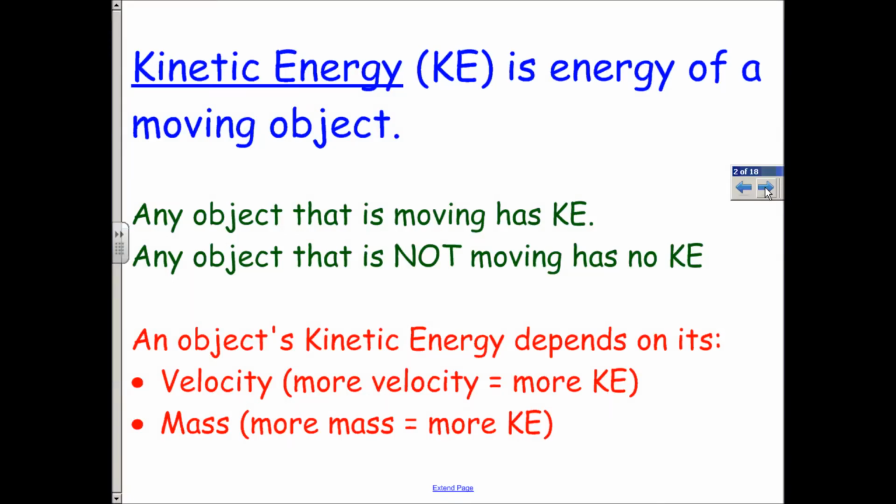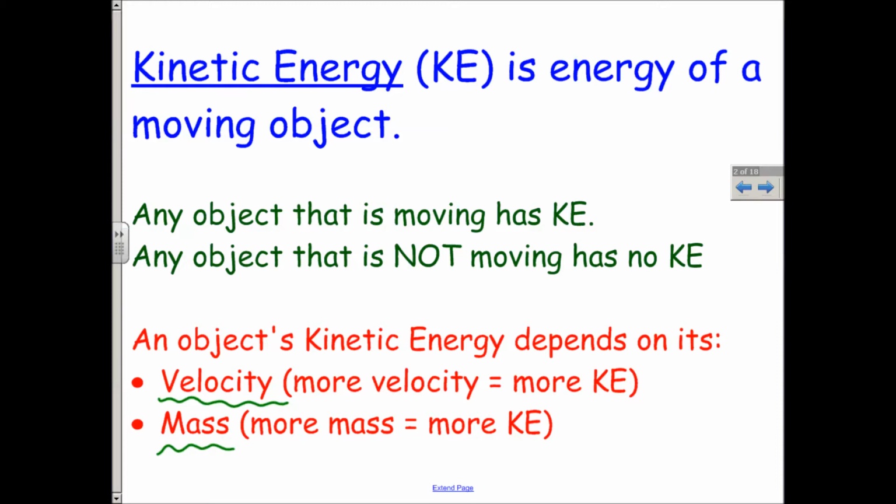Kinetic energy is energy of a moving object. Any object that is moving has kinetic energy, which means that if the object is not moving, it has no kinetic energy. The kinetic energy that an object has depends on the velocity of the object. The faster the object is going, the more kinetic energy it's going to have. And it depends on the mass of the object. The more mass the object has, the more kinetic energy it's going to have, assuming that it's moving. Remember, no matter how massive something is, even if it's not moving, it has no kinetic energy.